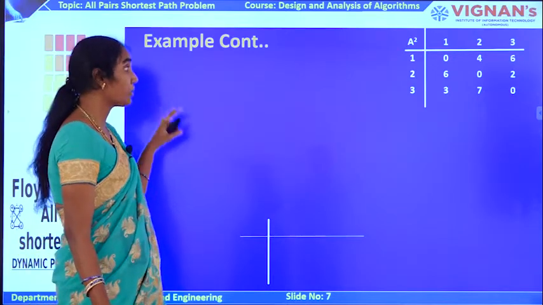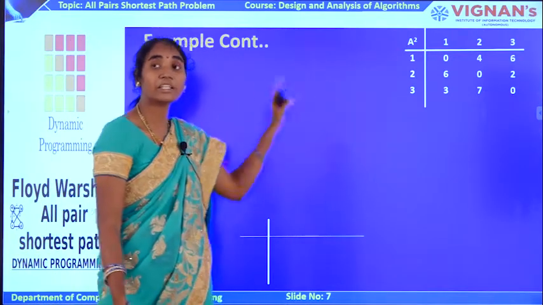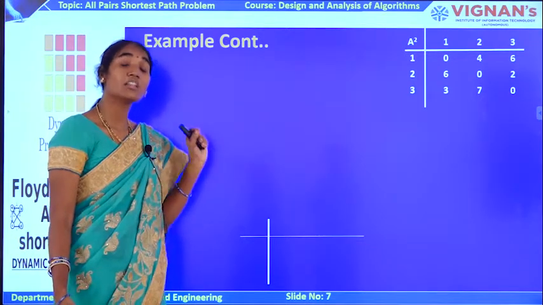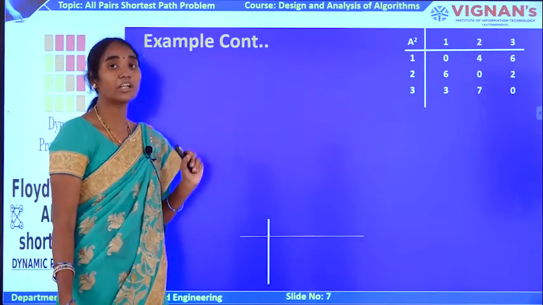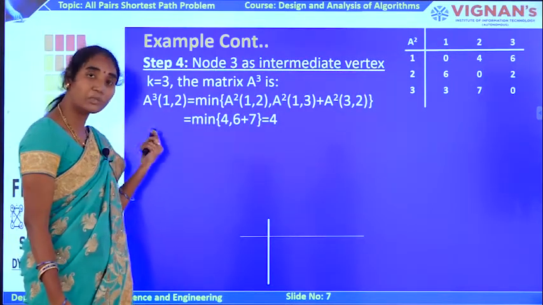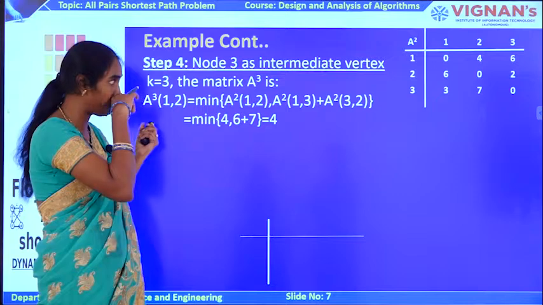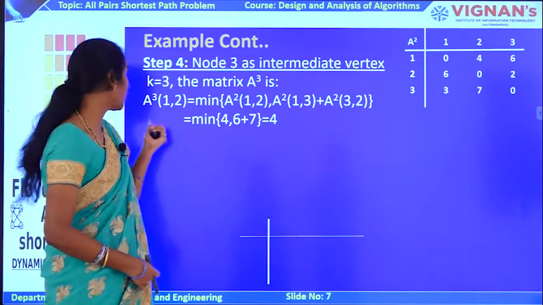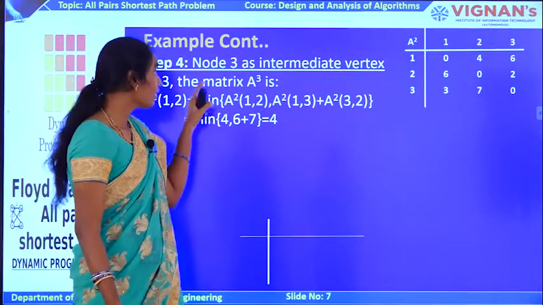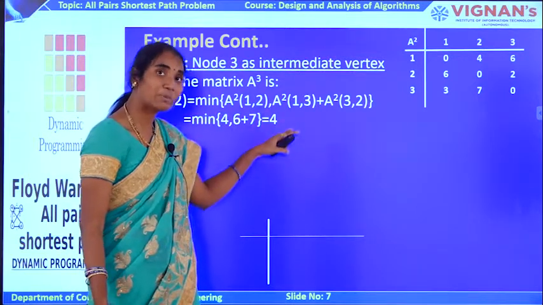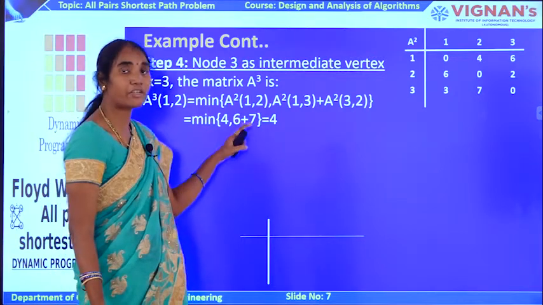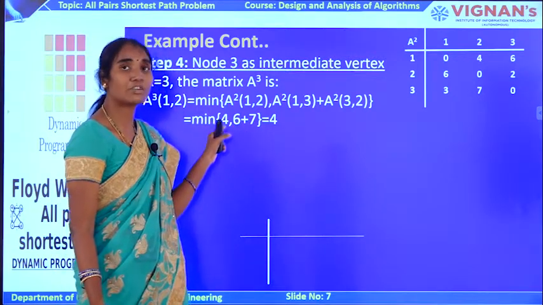Now with your previous step I have a2. Finally I need to compute a3. a3 means now I am considering the node 3 as an intermediate vertex. Now k is equal to 3. Now a3 of 1 comma 2 will be equivalent to minimum of a2 of 1 comma 2, comma a2 of 1 comma 3 plus 3 comma 2, which will be equivalent to 4 comma 6 plus 7. So out of these two the minimum value is 4.